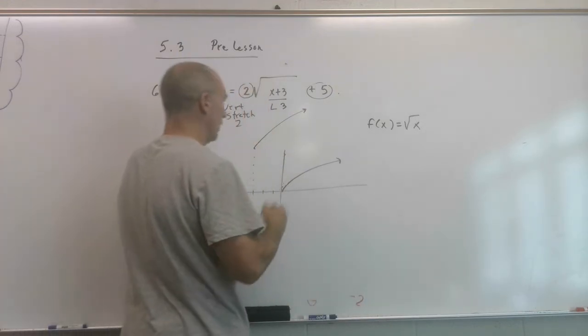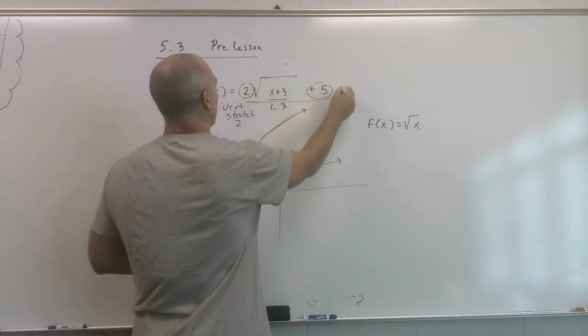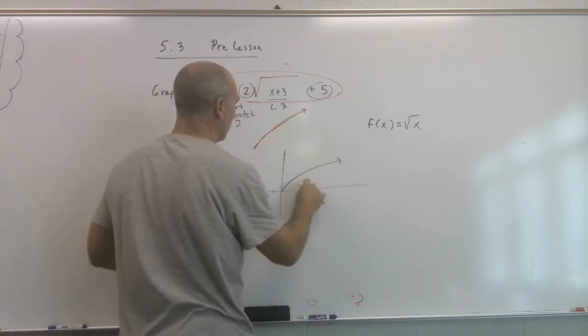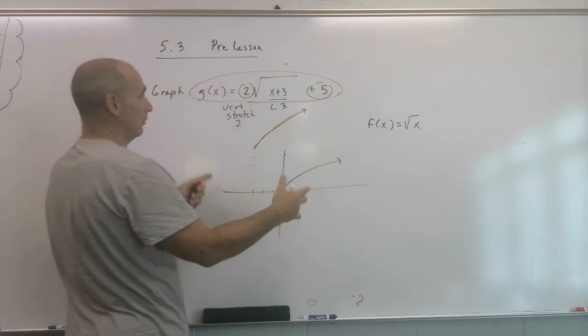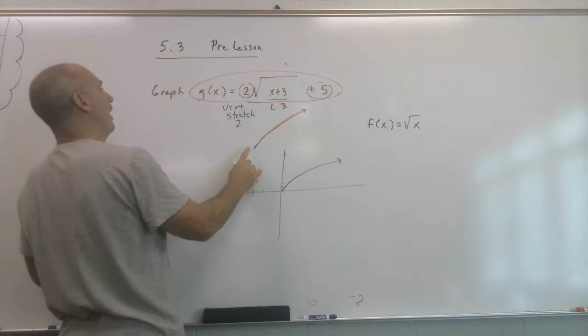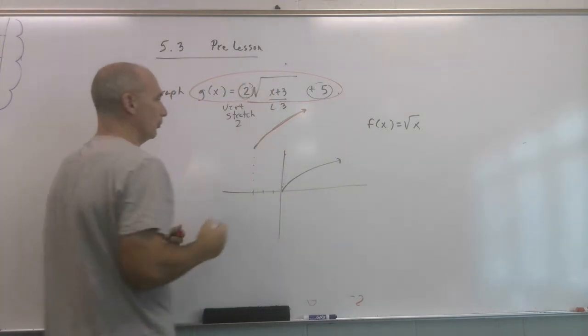I'm going to make this red and say there. We graphed it. It's the red one. The parent function is right here. So if we had to talk about it, we'd say, hey, we moved the parent function left 3, up 5, and there's a vertical stretch factor of 2.